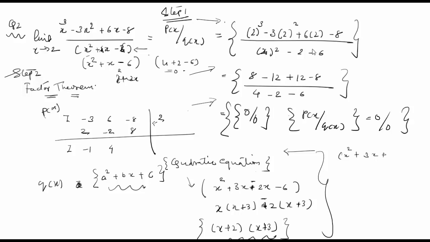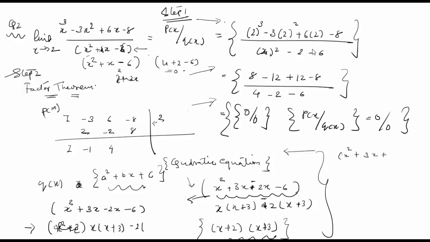So this can be simplified as, when you simplify it, it will come as x square plus 3x minus 2x minus 6. So this is x square plus 3, and this is x into x plus 3 minus 2 into x plus 3.